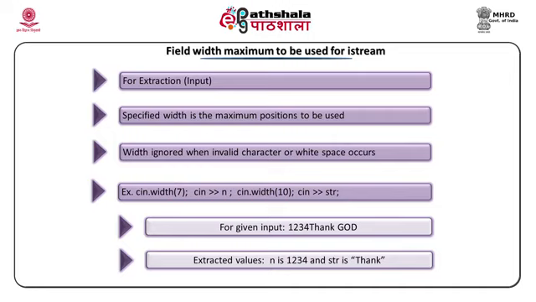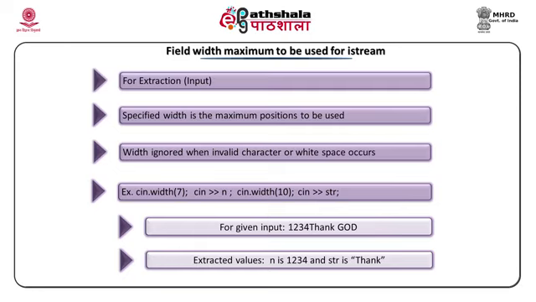For str, we have specified width 10, that means it should scan a maximum of 10 characters. Now, here it will start from t, but the extraction will stop at space, because space is the terminating character when we use extraction, and therefore the str content will be just thank, even though we have specified width 10, it will extract only 5 characters. So, this is how width can be used.